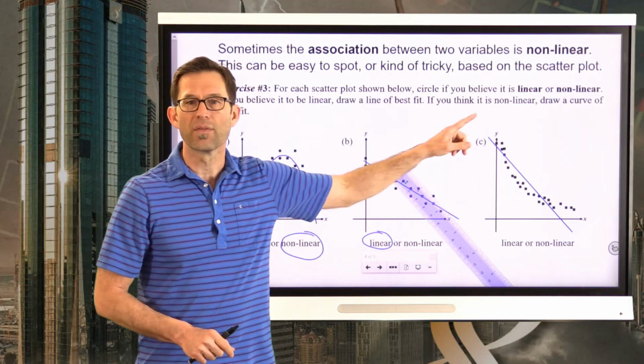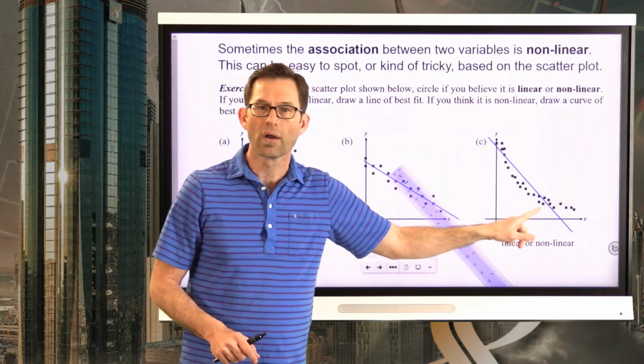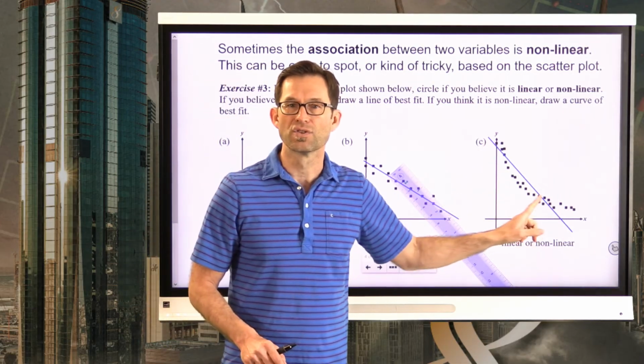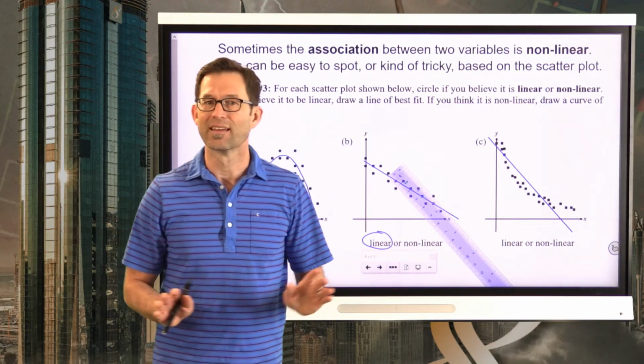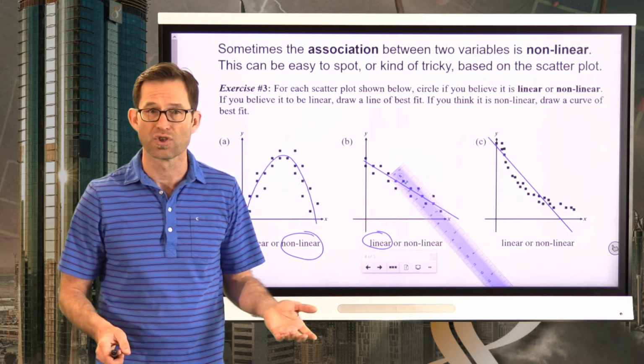Notice that at the beginning, the data points are above the line of best fit. Then there's this huge chunk where the data values are below the line of best fit. And then at the end, there's a chunk of values where they're above the line of best fit. That's indicating that it shouldn't be a linear association, that it's really a curved association, you see?